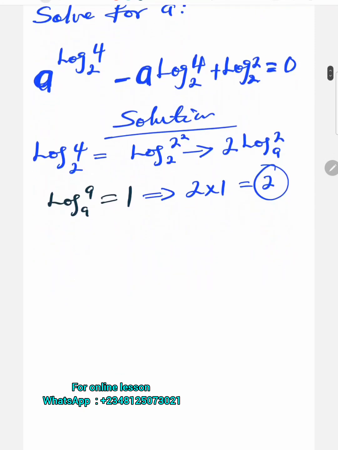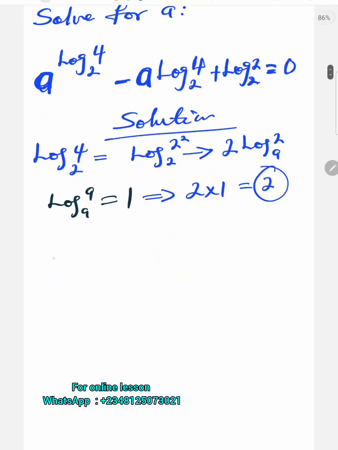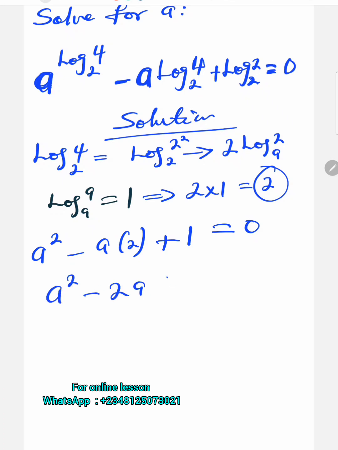So this becomes a raised to power 2. Then here becomes a minus a, then multiplying 2. Then here becomes 1, then plus 1 equal to 0. Now we have a squared minus 2a plus 1 equal to 0. So we can solve this now by factorization.